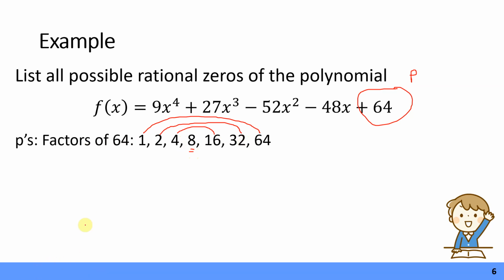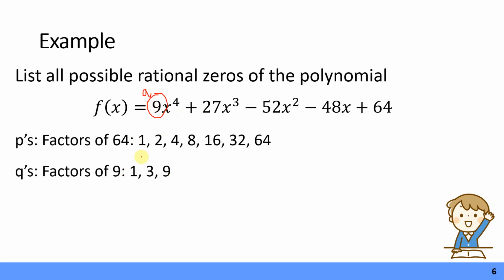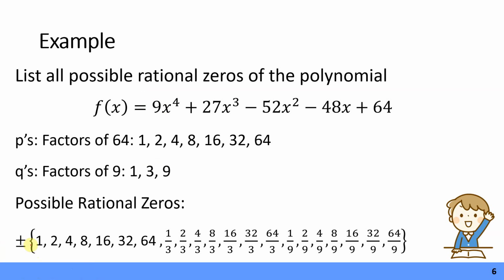Now, the q values are going to come from the leading coefficient. So which one's the highest exponent? It's this one. So the 9 is where I'm going to be getting the q values. So what are all the factors of 9? So 1 times 9, and then 3 times 3. That's it. Those are all the factors of 9. And then from here is where it's going to get interesting. Do not freak out, okay? The list of possible rational zeros is going to be all of that crazy stuff, right? So again, how did I get those answers?